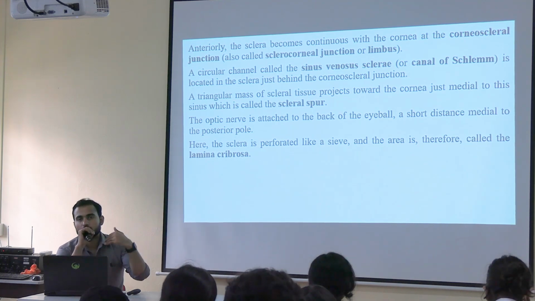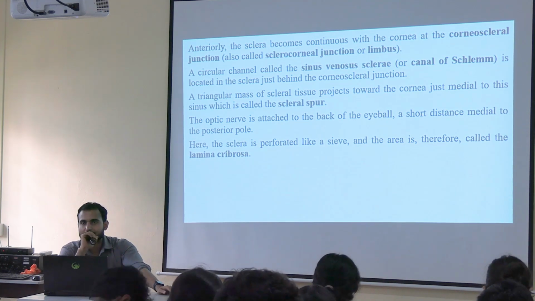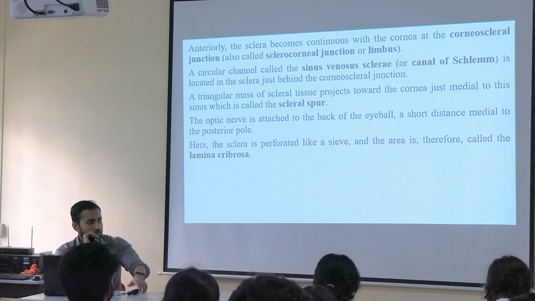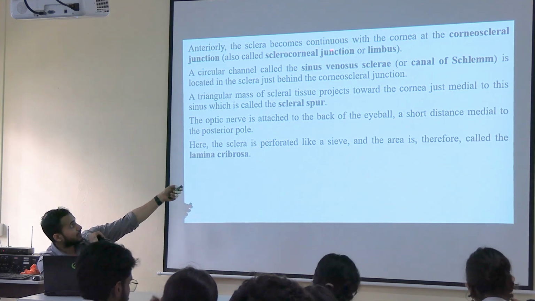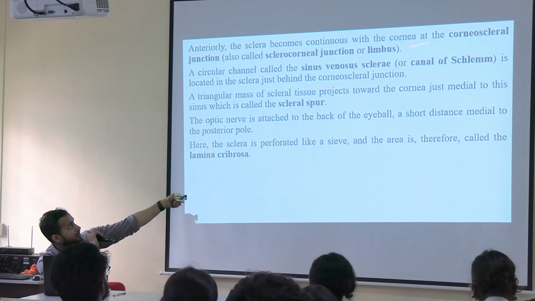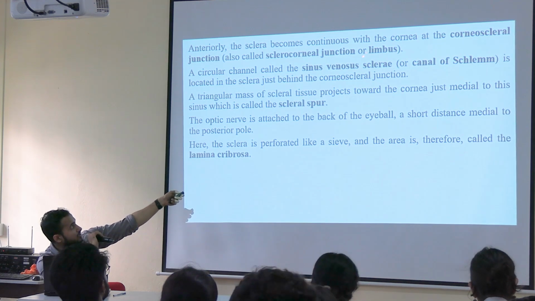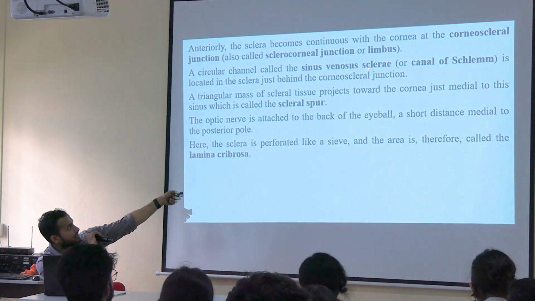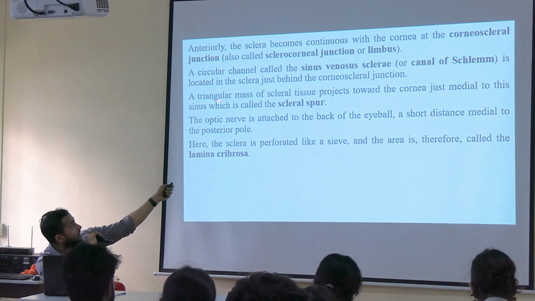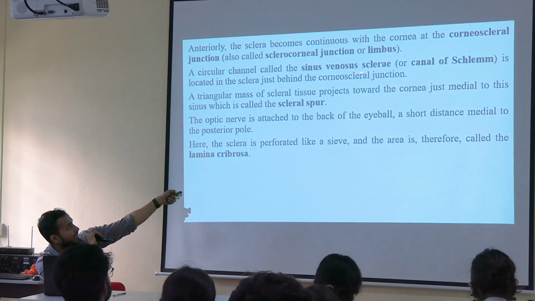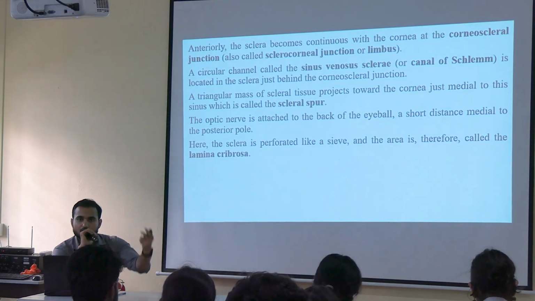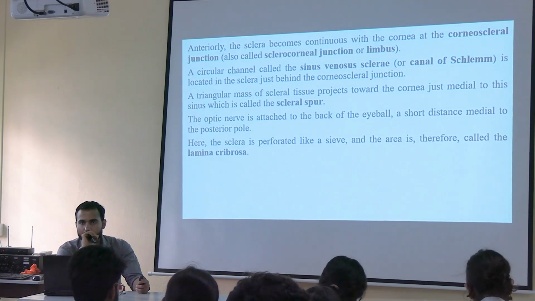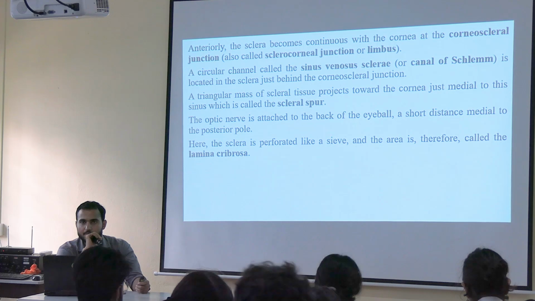Now, posterior to the sclerocorneal junction or limbus, there is a canal. That is called the canal of Schlemm. As you can see, the sclera becomes continuous with the cornea at the sclerocorneal junction, or limbus. Next, a circular channel called sinus venosus sclerae, or also called the canal of Schlemm, is located in the sclera just behind the sclerocorneal junction. That means just posterior to the sclerocorneal junction, a canal is there, that is called the canal of Schlemm. Anyone, have you heard about this canal of Schlemm?